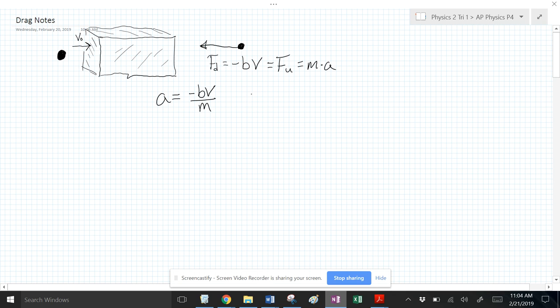So recall that acceleration is the change in velocity over the change in time. Calculus world, that's dv/dt. I'll write that as negative bv over m. And then we're just going to get the velocity stuff over on one side. So this is going to become dv over v equals negative b over m dt. So, not t, dt.